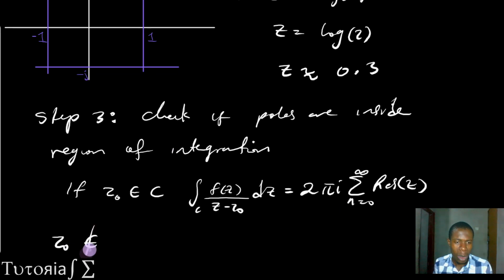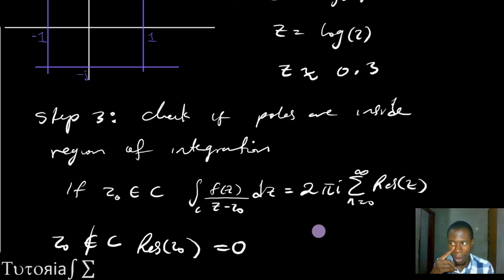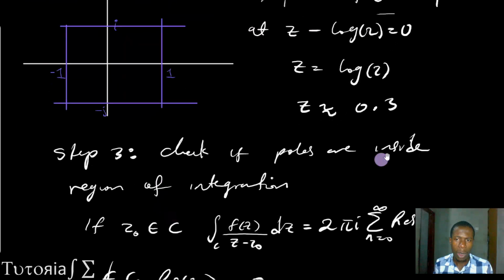So if z naught is not inside the region of integration, then basically the residue at z naught is equal to 0. Okay. Now, having said that, we need to check. As you can see, z is approximately 0.3. So z naught will be approximately 0.3 there. So z naught is there, so it is inside, so we can find its residue.